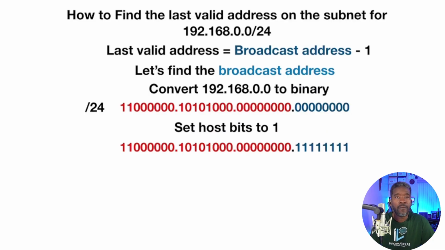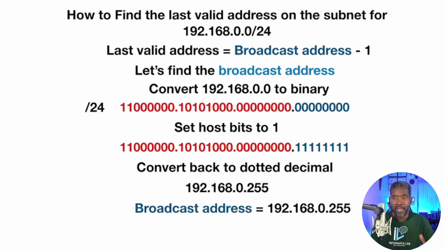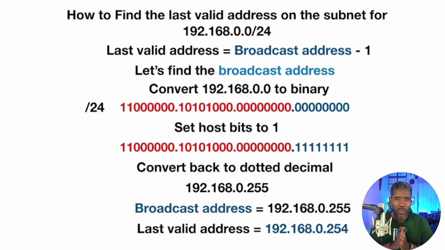And then now we need to convert it back to dotted decimal. When we convert it back, we have 192.168.0.255. Now we have the broadcast address. If we have the broadcast address, now we can find the last valid address on the subnet, which is the broadcast address -1. So the broadcast address is 192.168.0.255, and the last valid address on the subnet is going to be 192.168.0.254.